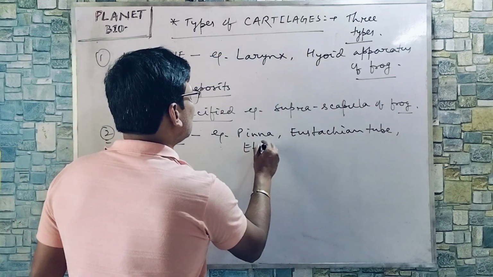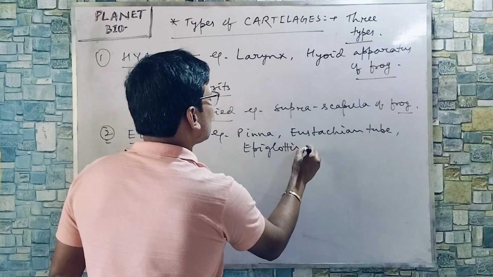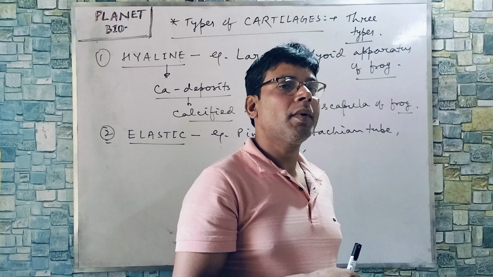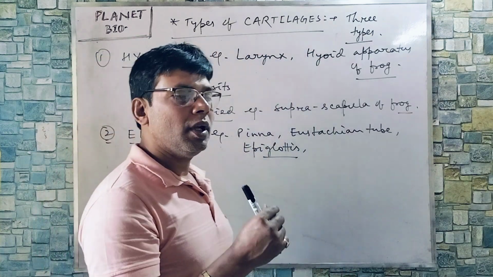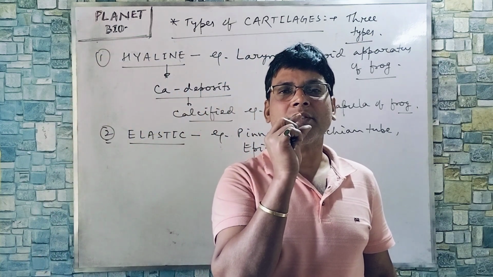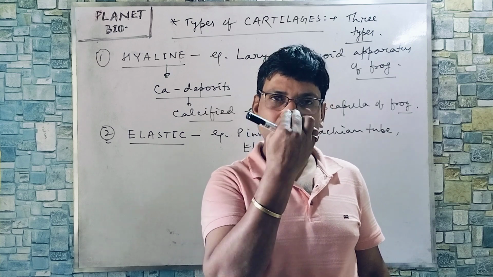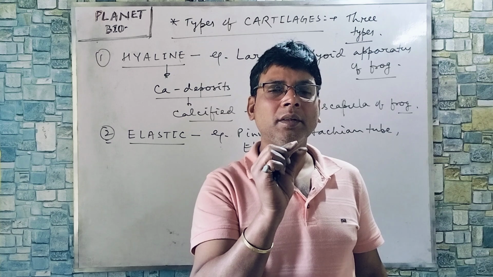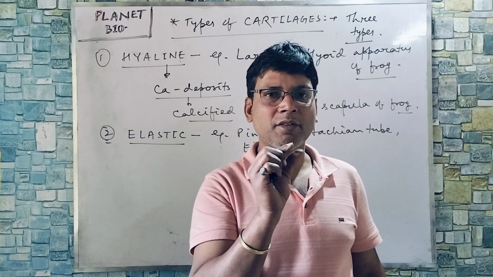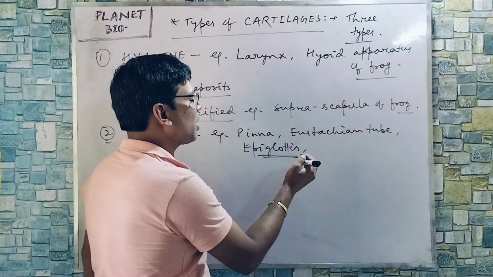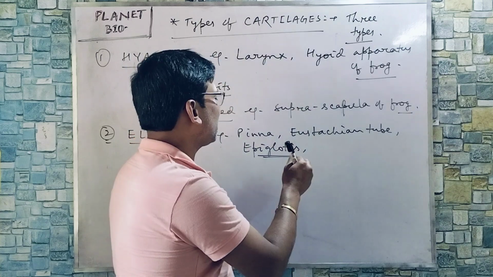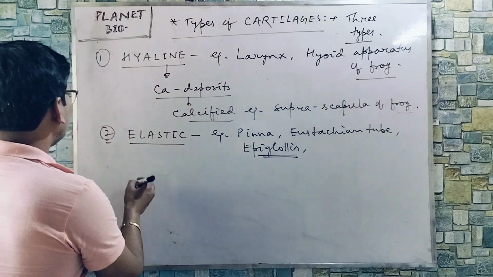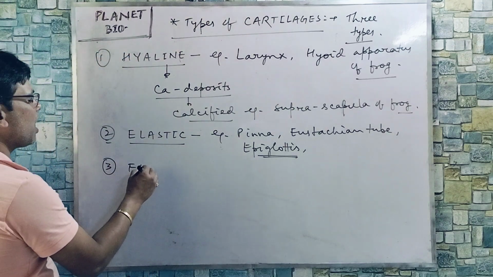Epiglottis. You know, epiglottis is a flap-like cartilaginous structure which prevents the entry of food into the respiratory tract, because you know, pharynx is the common passage of food and air. This respiratory tube and this digestive tube both remain open there. So pharynx is the common passage of food and air, but epiglottis is a flap-like structure and that does not allow the entry of food into the respiratory tract. So epiglottis.